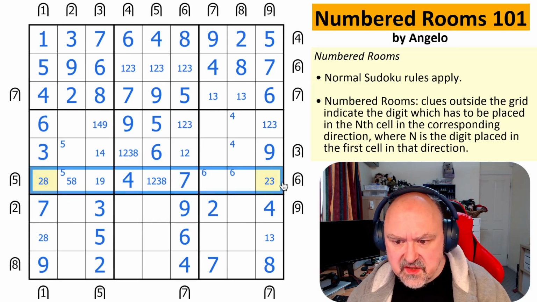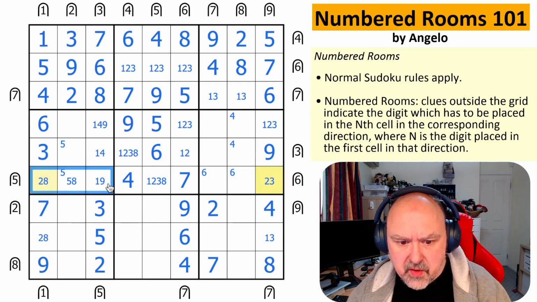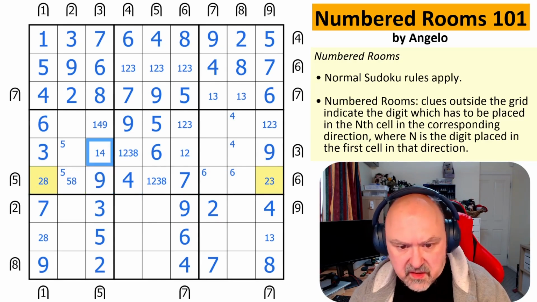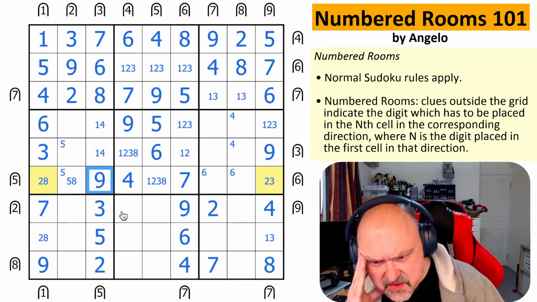Where is 9 in this row? 9 has to go over here. It can't go in either of those two. That's the 9. This is not the 9. This gives me a 1, 4 pair. The Sudoku on this is still quite tricky.